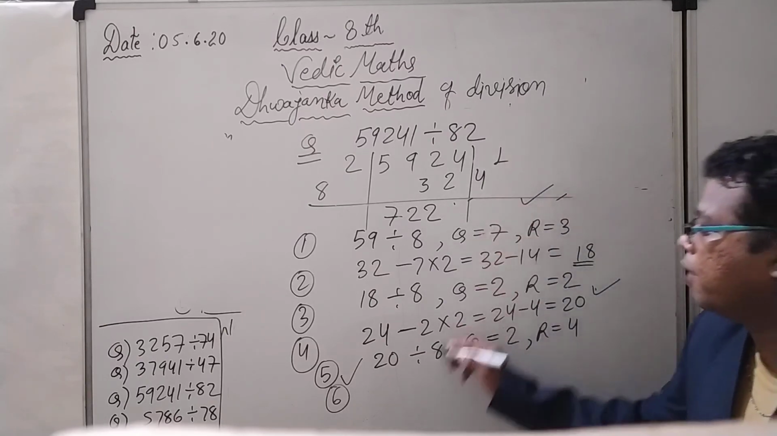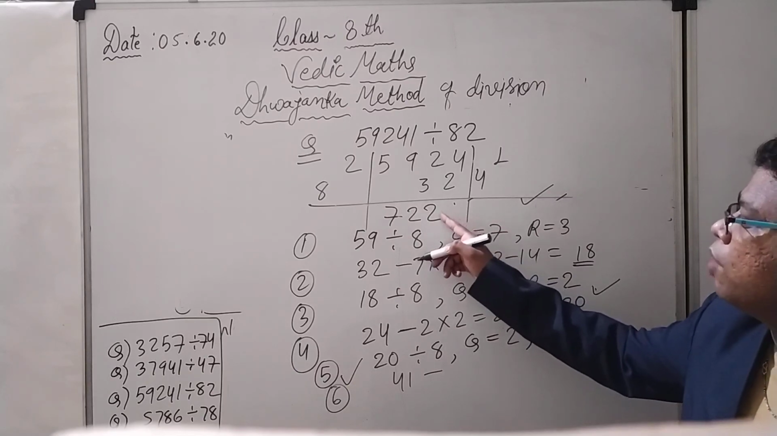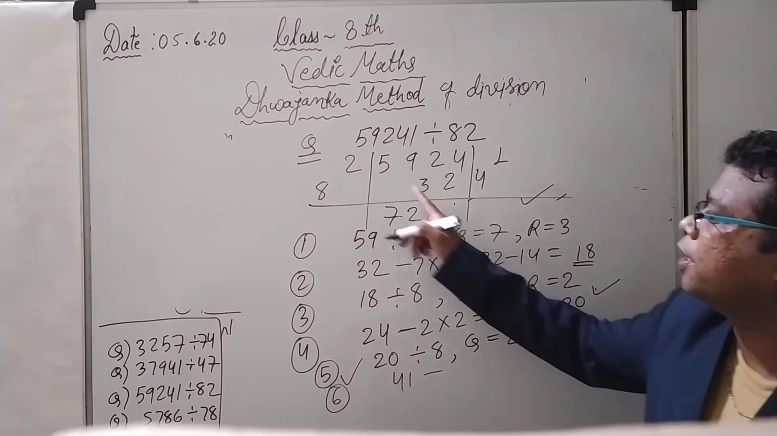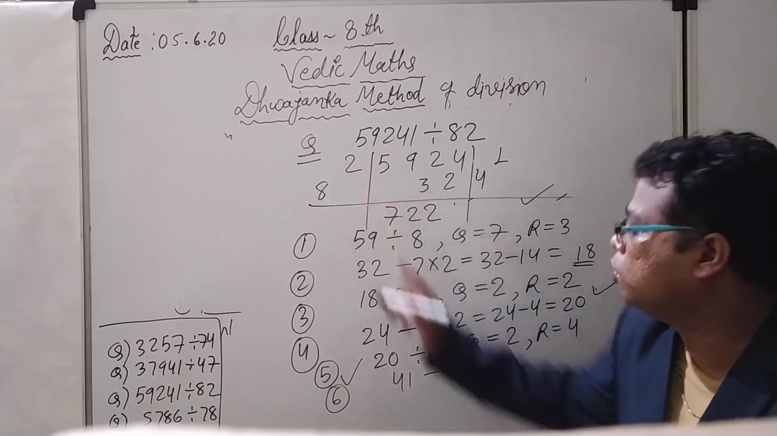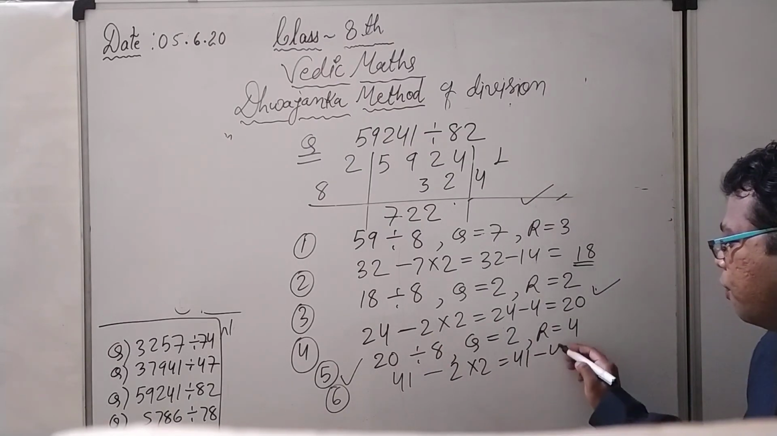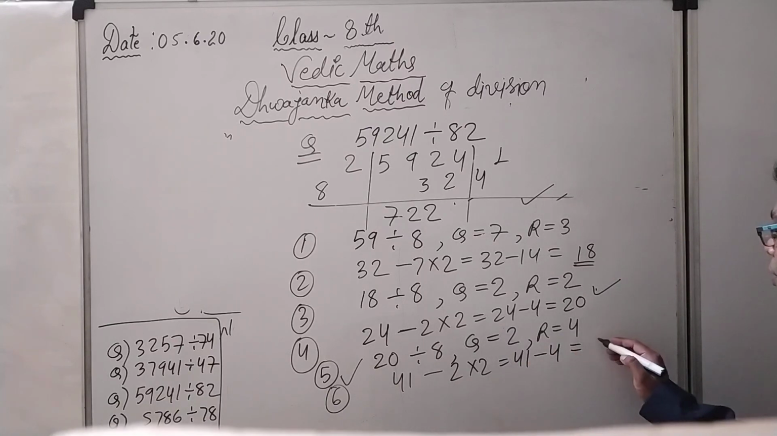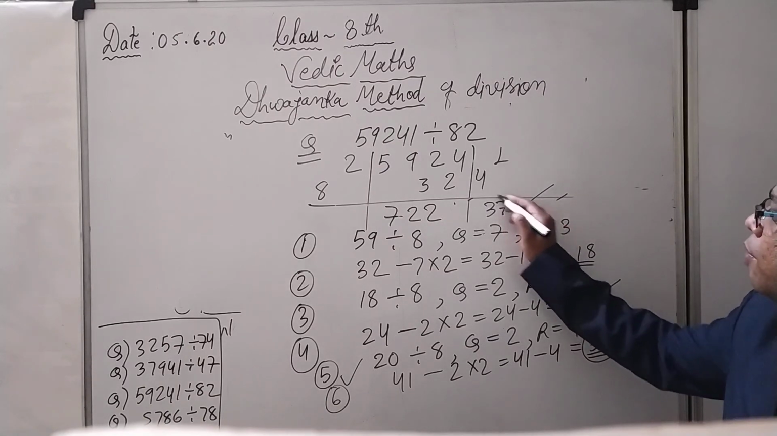So see here, 4 and 1, 41 minus, what I have to do, I have to multiply the quotient into the flag digit, means 2 into 2. 2 into 2. So 41 minus 4. And if I solve this, what will I get here? 37. So that 37 will be my final remainder that I have to write down here.